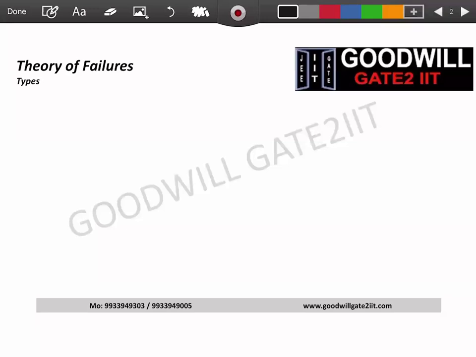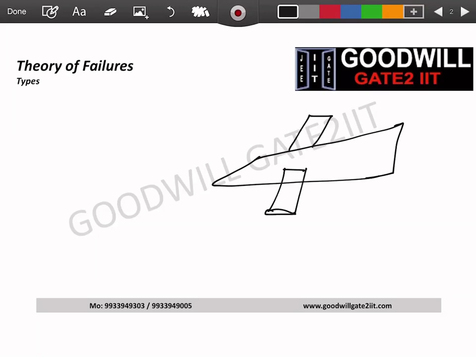Okay. So let's say you want to design any component. Let's talk about you want to design an aircraft wing. All right. So this is how the aircraft wing will look like, and then you have the other portion. So let's say as a designer, your motive is to design this aircraft wing.